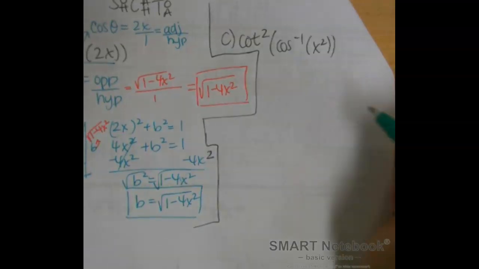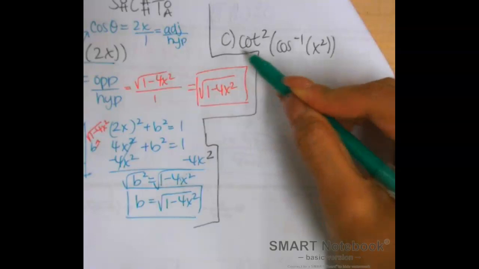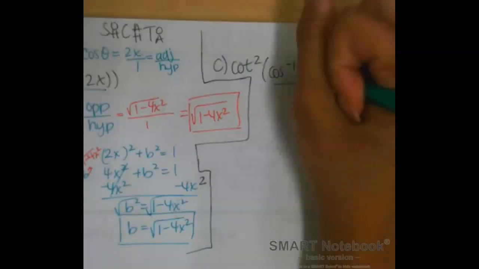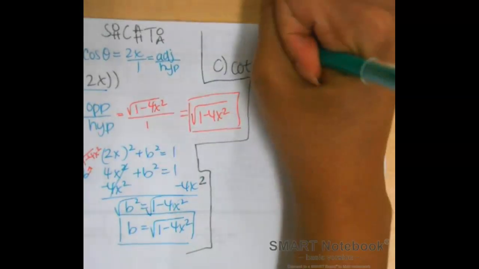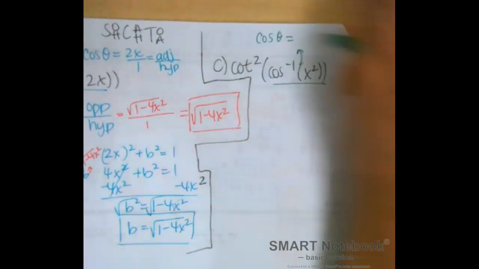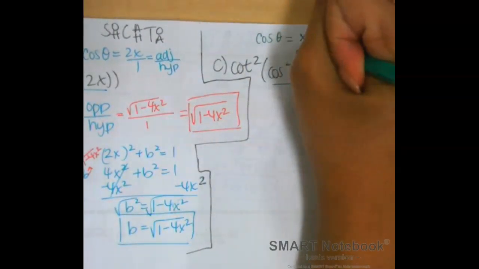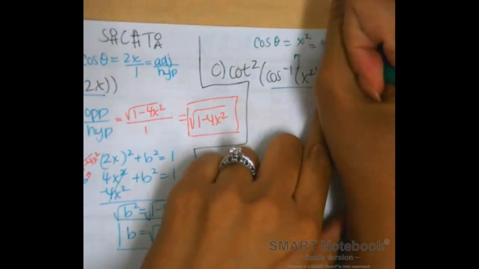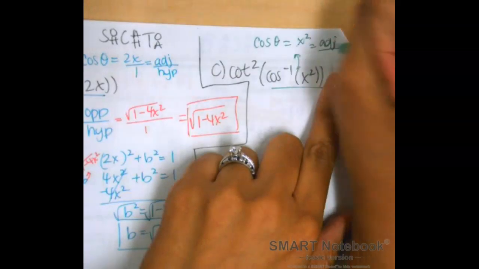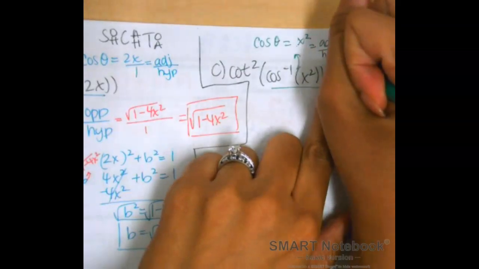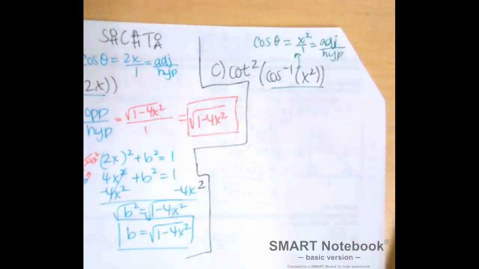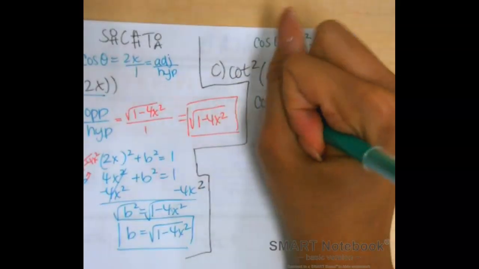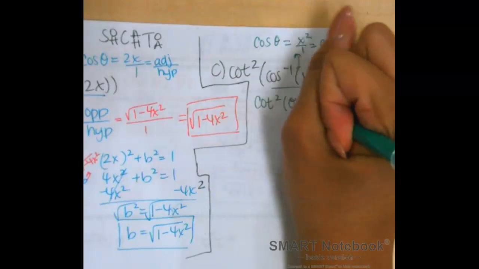All right, so I'm going to start simple with letter C. First, we're going to work on the inside of your parentheses. So this cosine inverse means that you have technically cosine of some angle theta is equal to x squared. We've already talked about this on the last question. Cosine is the same thing as the adjacent side over the hypotenuse. So I could put that over 1 because we've been doing that pretty much all day. So we're technically trying to find cotangent squared of some angle theta.